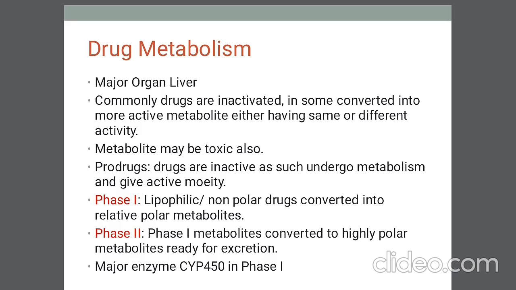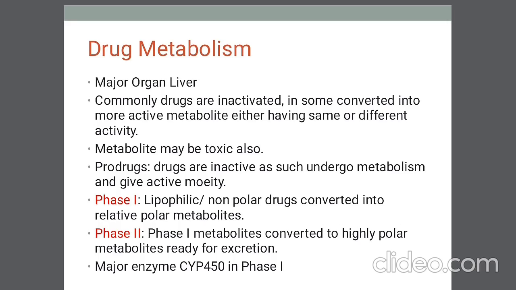Now, generally, drug metabolism is divided into 2 parts: phase 1 and phase 2. In phase 1, lipophilic or non-polar drugs are converted into relatively polar metabolites. In phase 2, phase 1 metabolites are converted to highly polar metabolites ready for excretion. So what happens in phase 1? Our non-polar or lipophilic drugs are converted to water-soluble compounds. Now these relatively more water-soluble compounds will act as a substrate for phase 2 enzymes. Phase 2 enzymes cannot operate unless a phase 1 metabolite is there. So for phase 1, the substrate is a drug, and for phase 2, the substrate is the phase 1 metabolite of the drug.